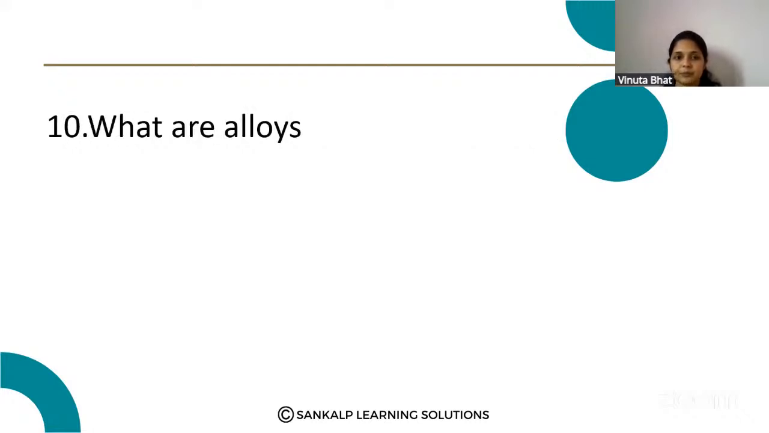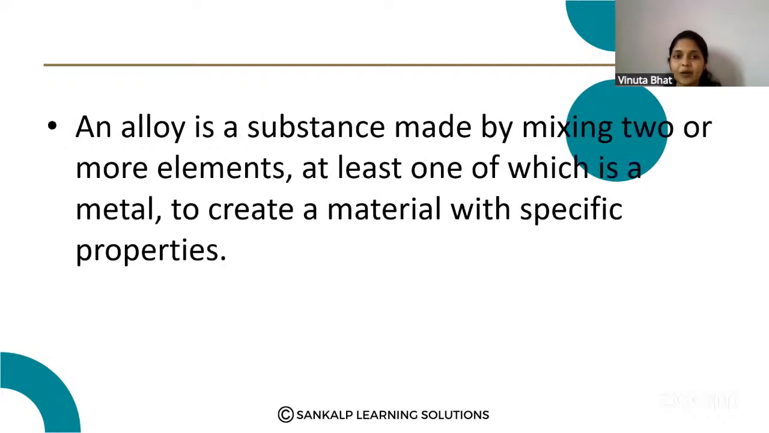Next question. What are alloys? An alloy is a substance made by mixing two or more elements, at least one of which is a metal, to create a material with specific properties.